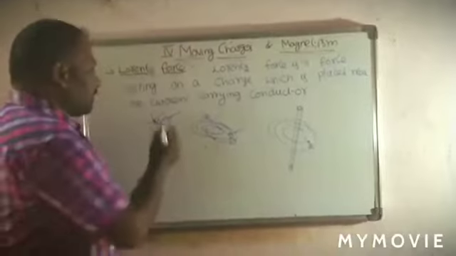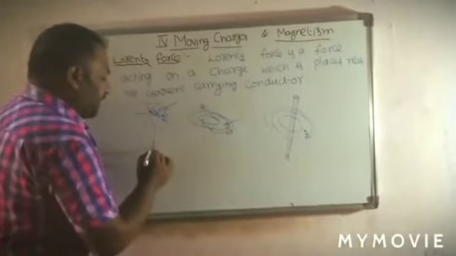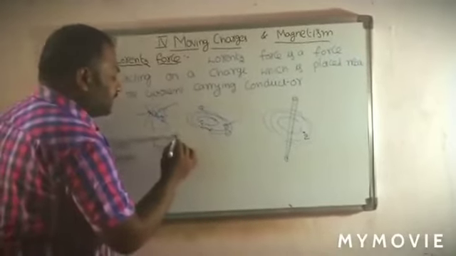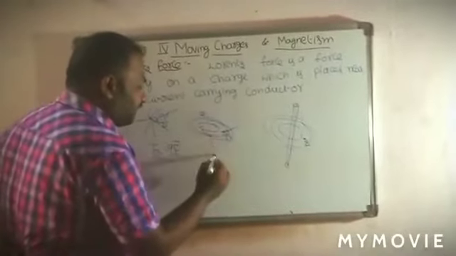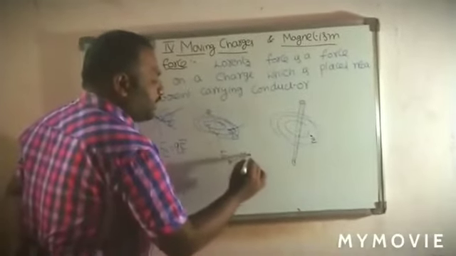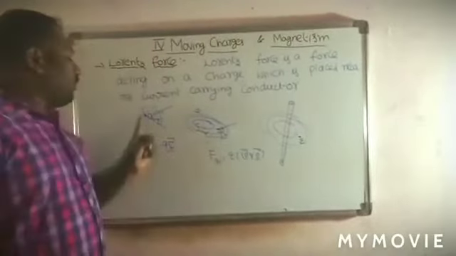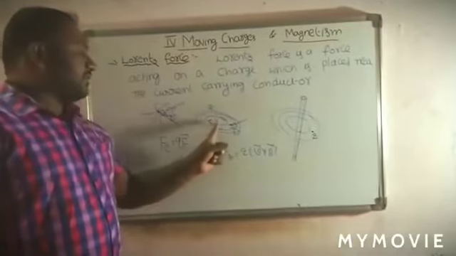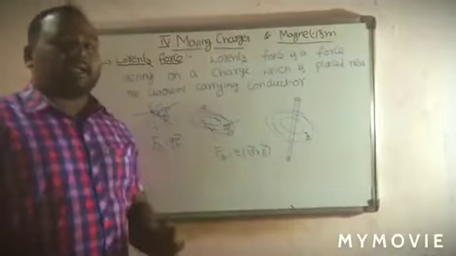When a charge is placed in the electric field, it experiences a force. That force is Q into E bar. In a similar way, when the charge is placed in the magnetic field, that force is Q into V bar cross B bar. So this is the force acting on a test charge due to the electric field, and this is the force acting on a test charge due to the magnetic field.